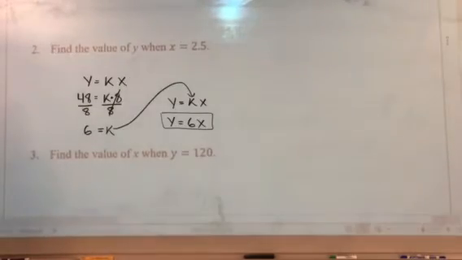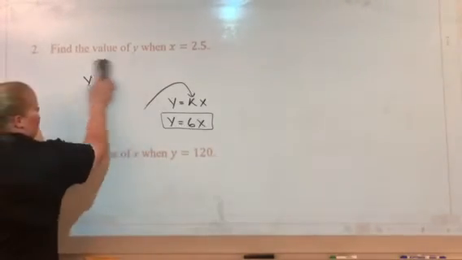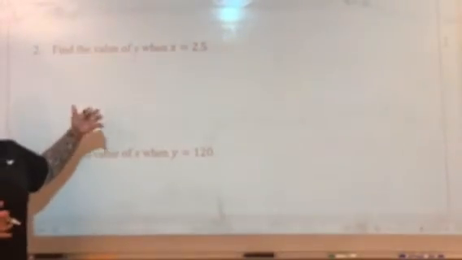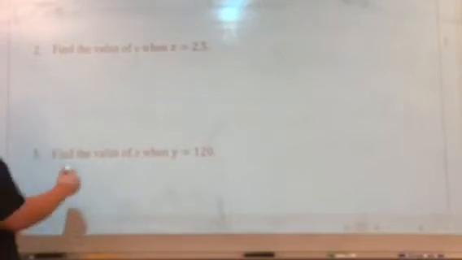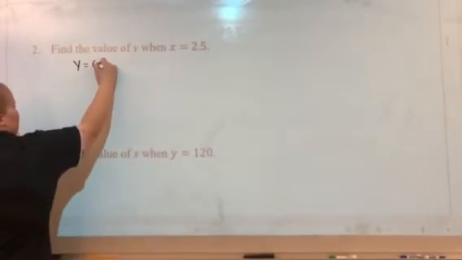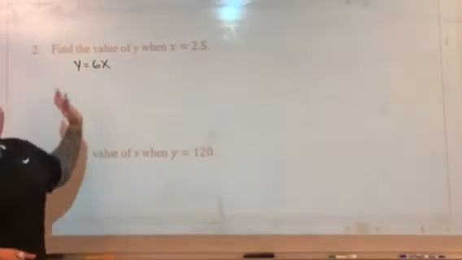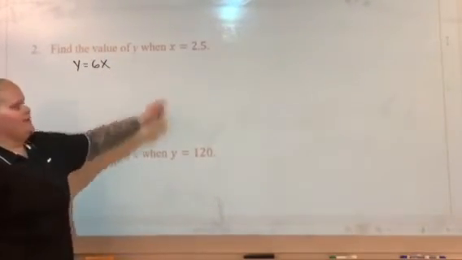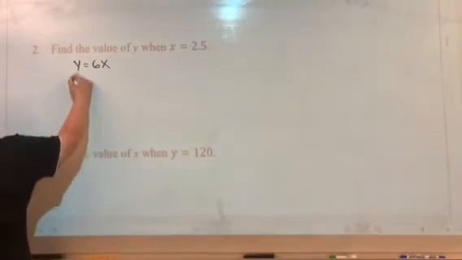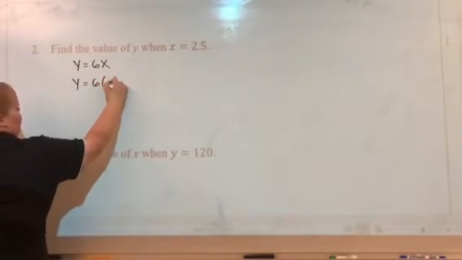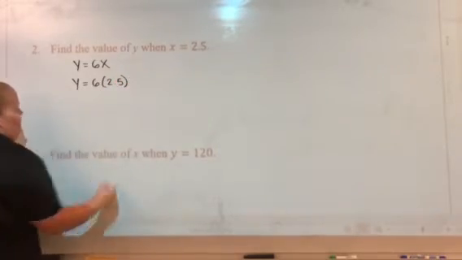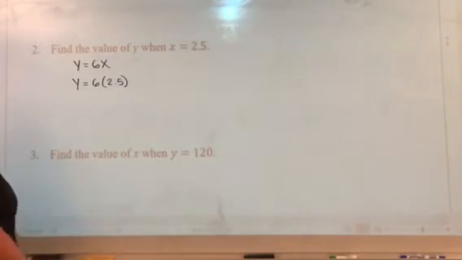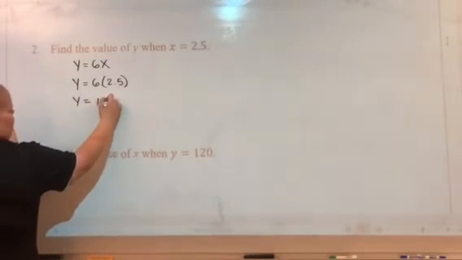Example 2 wants us to find the value of y when x is 2.5. We just found the formula for y. Y is 6x. We found that in the previous example. Now it wants me to find the value of y when x is 2.5. So we're going to plug in 2.5 for x. To solve for y, all I have to do is multiply 6 times 2.5, which is going to be 15.